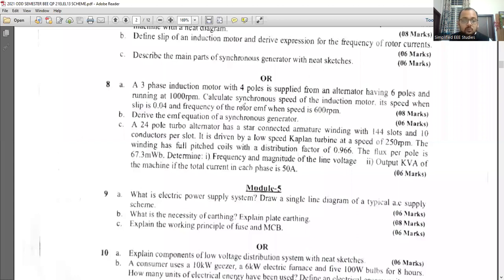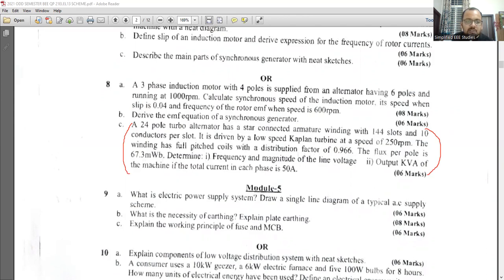Last question from module 4, a problem. So here, read the problem very carefully. Kindly note down what are the data they have given. Here, remember that the 24 volt, then total conductors will be 144 into 10. That if you want to calculate in terms of T phase, I'll be telling you.